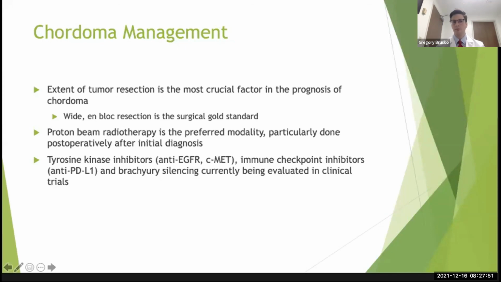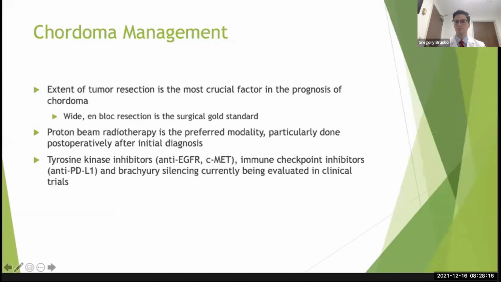Proton beam radiotherapy is the preferred modality, particularly if it's done immediately post-operatively after the initial diagnosis, prior to it recurring. But there are some interesting molecular targets. Tyrosine kinase inhibitors have shown some promise, as well as immune checkpoint inhibitors. And then brachyury silencing, which I had actually not heard of before, is currently being evaluated in clinical trials.